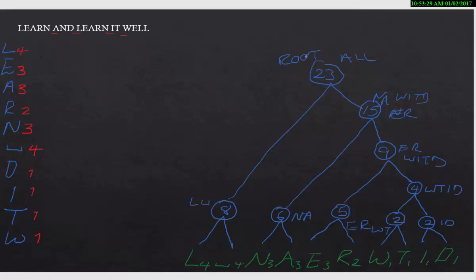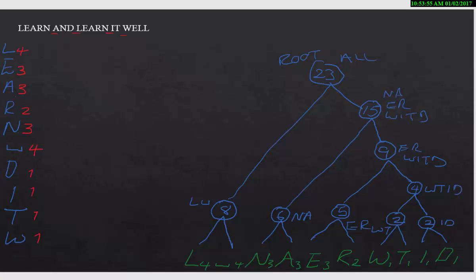Now, just a quick check, we ended up with 23 here, allowing us to find L, space, NA, ER, WITD via these branches. Make that a bit clearer, it's a little messy. So we can find NA, ER, WITD via this root here.